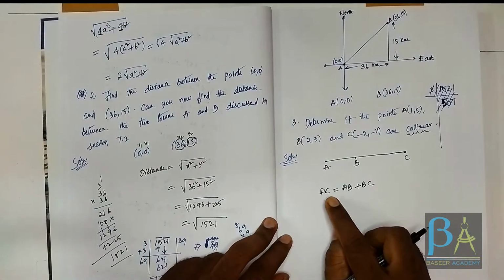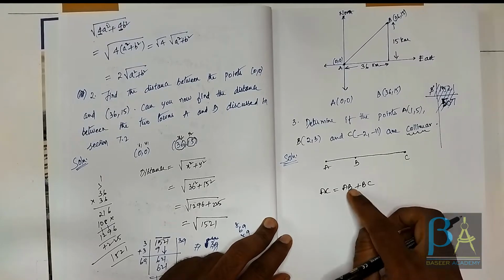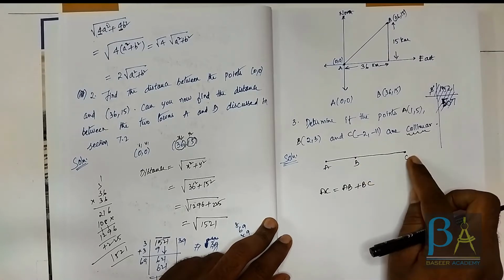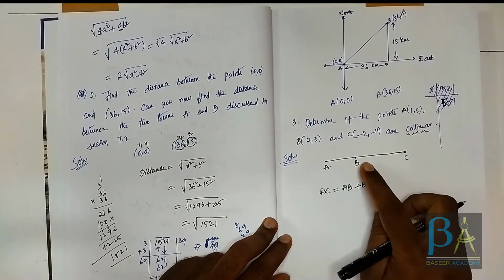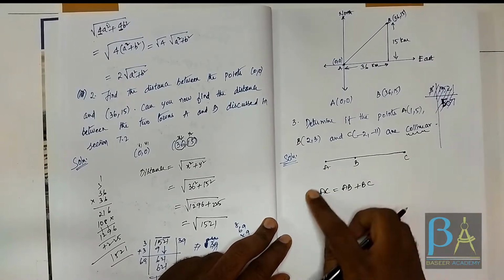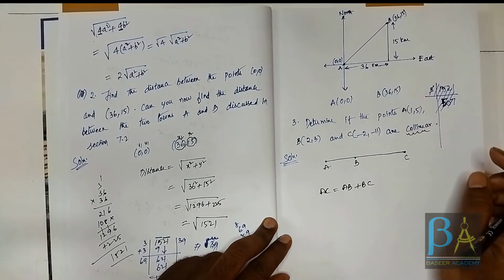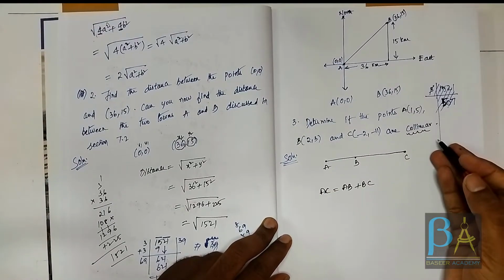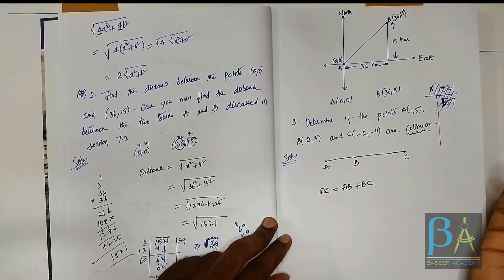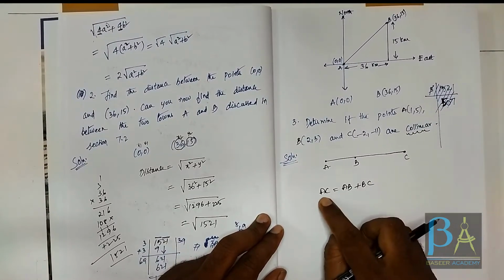What is AC here? AC is nothing but the distance between the point A and point C. AB is the distance between the points A and B. BC is the distance between the points B and C. So we'll find out the distance AB, BC, and AC, and if AC is equal to AB plus BC, we will say that the 3 points lie on the same line. So they are collinear. If this condition does not meet, then the points will not be collinear. So let us first find out AB, and then BC, and then AC.